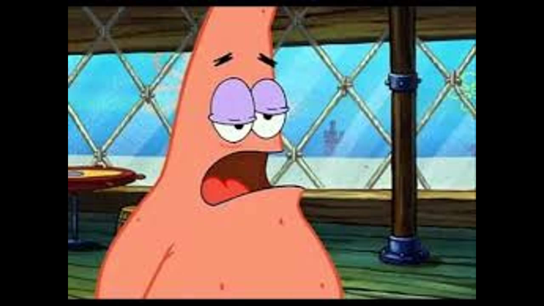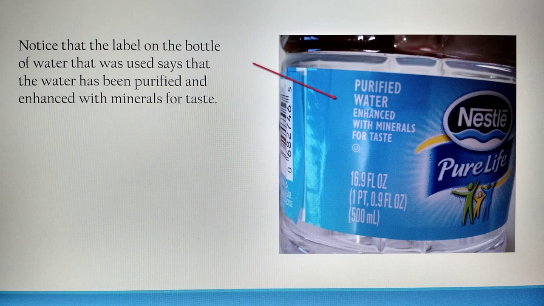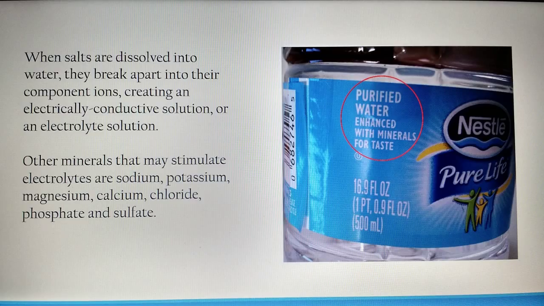Wait, what? Notice that the label on the bottle of water that was used says that the water has been purified and enhanced with minerals for taste. So what does this mean? When salts are dissolved into water, they break apart into their component ions, creating an electrically conductive solution or an electrolyte solution. Other minerals that may stimulate electrolytes are sodium, potassium, magnesium, calcium, chloride, phosphate, and sulfate.